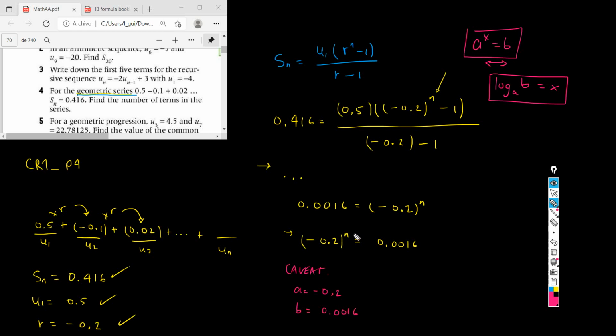And my x is the n, which is the number that I'm looking for. Then if I write the corresponding logarithmic equation to this exponential equation, I should write logarithm base minus 0.2 of 0.0016 equals n. And supposedly that's it. I'm gonna write that in quotation marks, right? Because then you can just put this in the calculator.